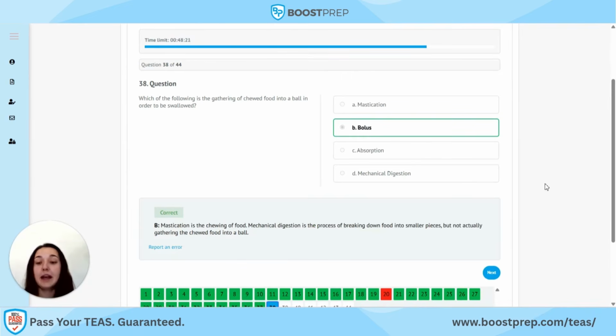The answer is B. Bolus. Mastication is the act of chewing the food. Mechanical digestion is the process of breaking it down, but not actually gathering the food into a ball. That would be bolus.